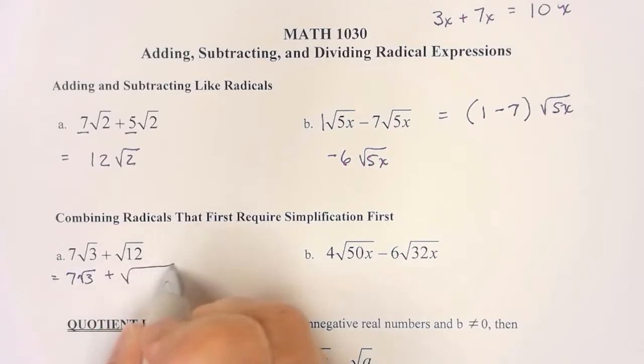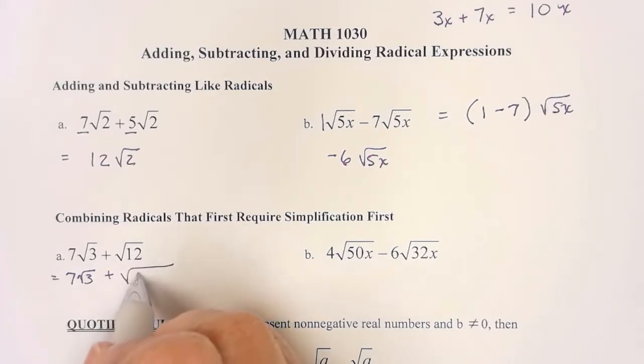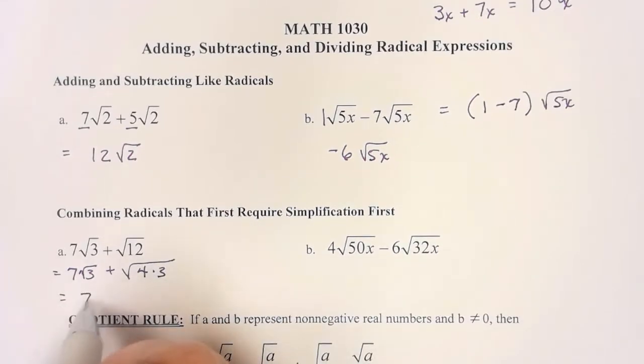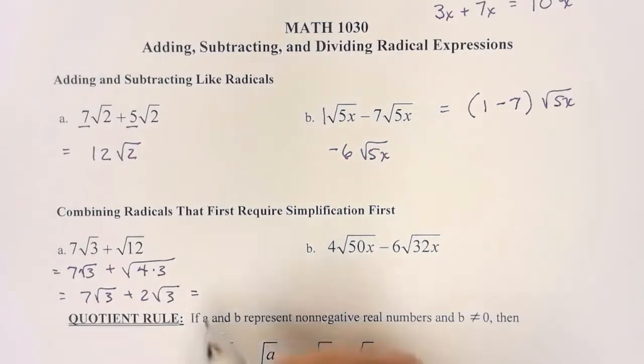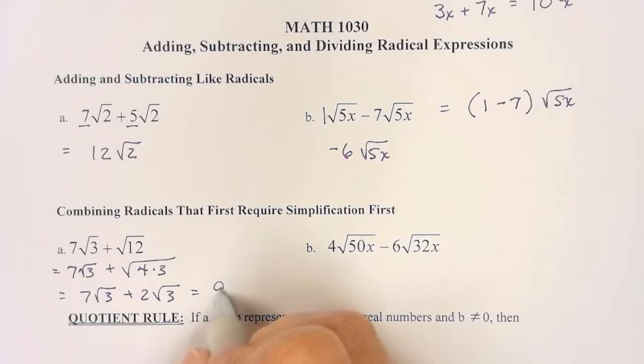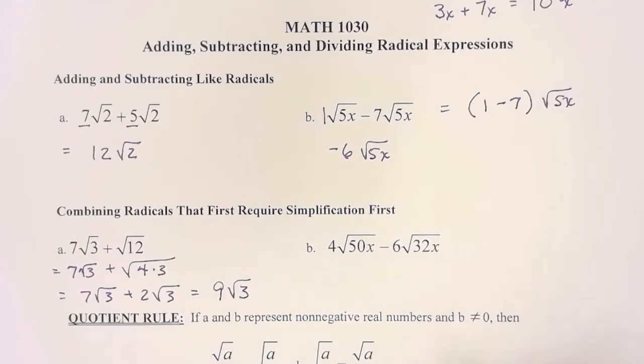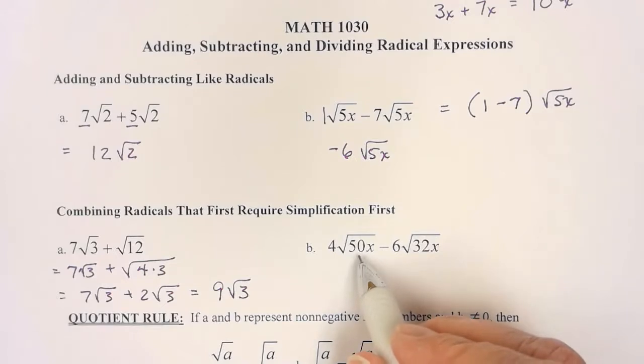12, well, 12 has a perfect square factor. Now I've got like radical terms, so that would give me a 9 square root of 3. Well, this one is a slight mess.